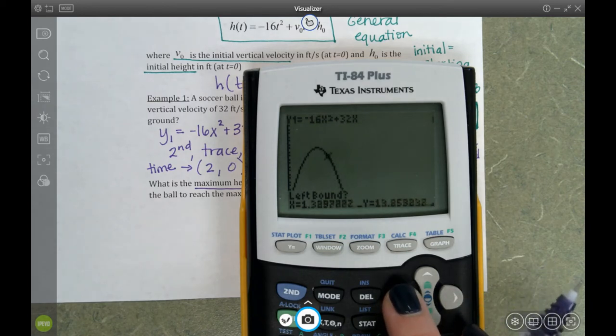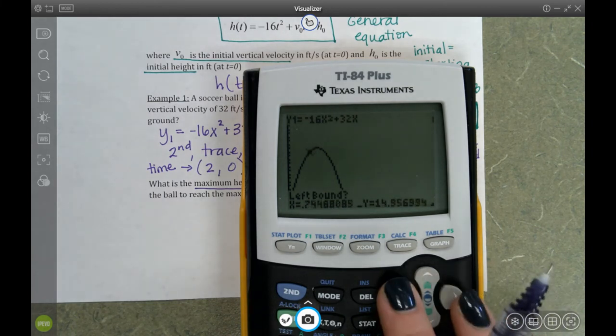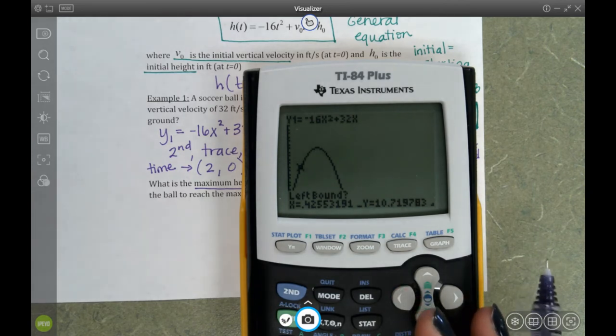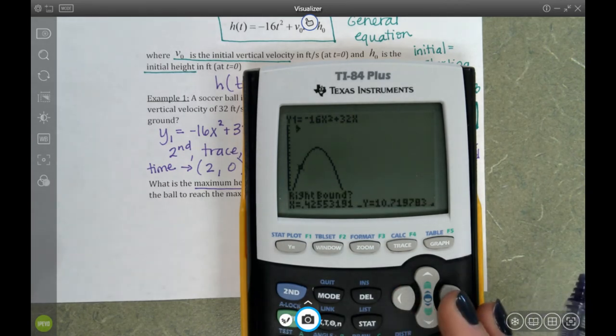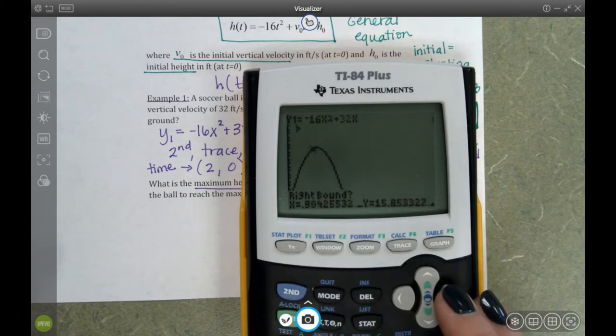So I'm going to move that cursor with my left arrow until I'm somewhere on the left. You can make it really close up here. You can make it really far away. It does not matter as long as it's on the left side. Hit enter, and it's going to ask again for the right bound. So now we're going to the right of our maximum. Move your cursor somewhere over there. Hit enter. Again, it asks you to guess, but you don't have to.